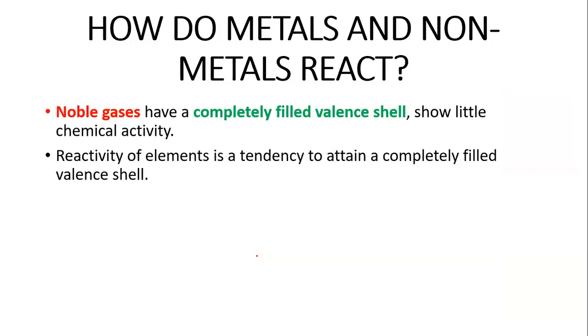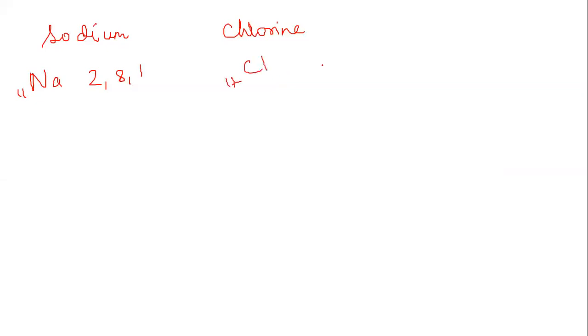So we have to study how metals and non-metals react. Whenever a metal reacts with a non-metal, they always form an ionic compound. Like if we take the example of a metal, sodium, and suppose the non-metal is chlorine. Sodium is atomic number 11, 2,8,1, and chlorine is atomic number 17, 2,8,7.